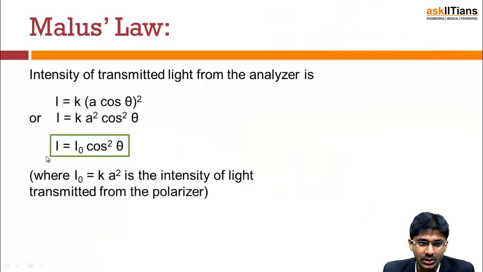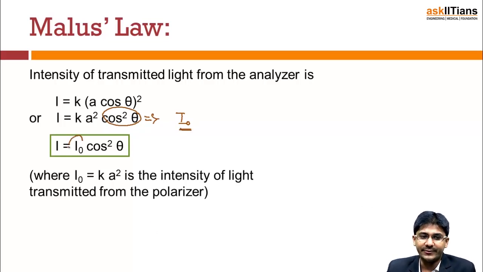Now for the intensity of transmitted light, we remove the constant of proportionality and write it as K. So it's K A square cos square theta. Now we write K A square as I naught. What is the maximum intensity? When cos square theta is equal to 1, this will be maximum. I call that value I naught. So I put I naught for this value, and the expression is I equals I naught cos square theta.